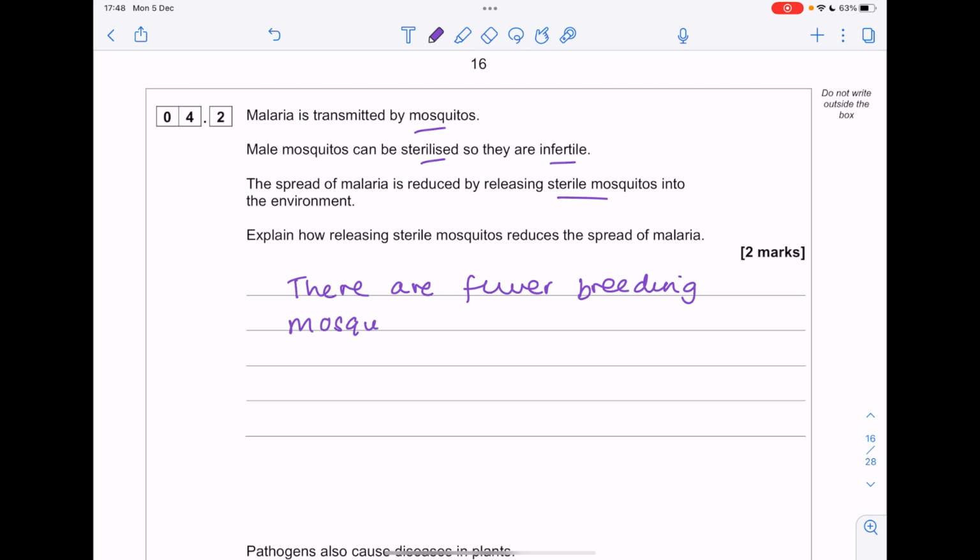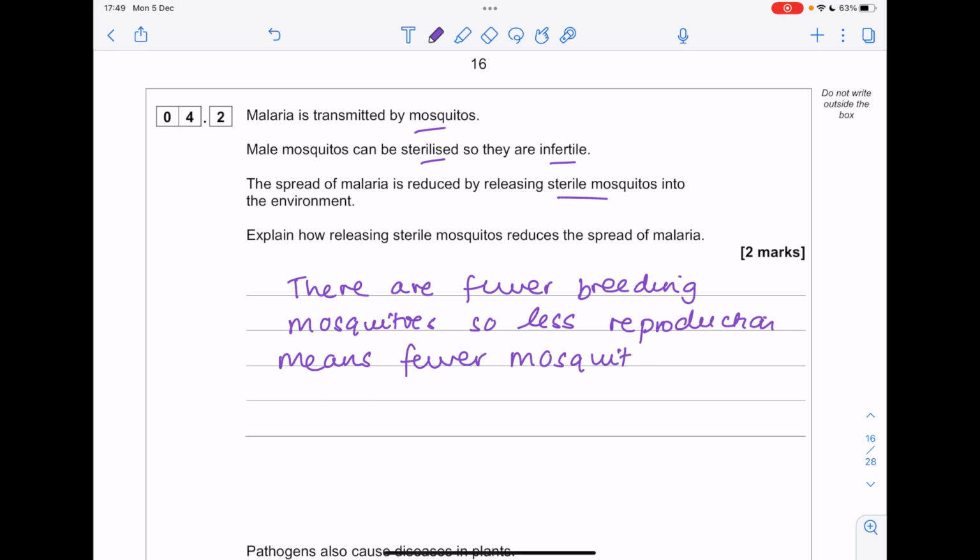Meaning that there's less reproduction. And because you have less reproduction, it means fewer mosquitoes to spread malaria, or the protist that causes malaria.